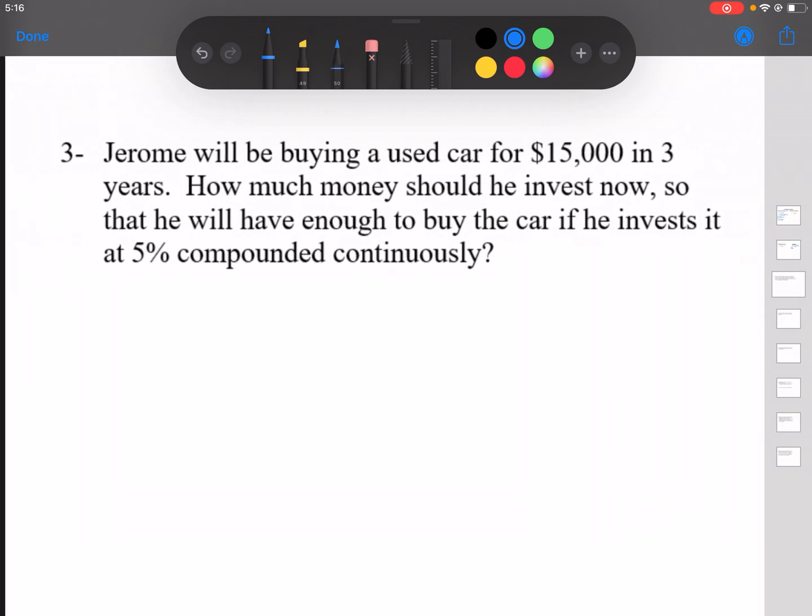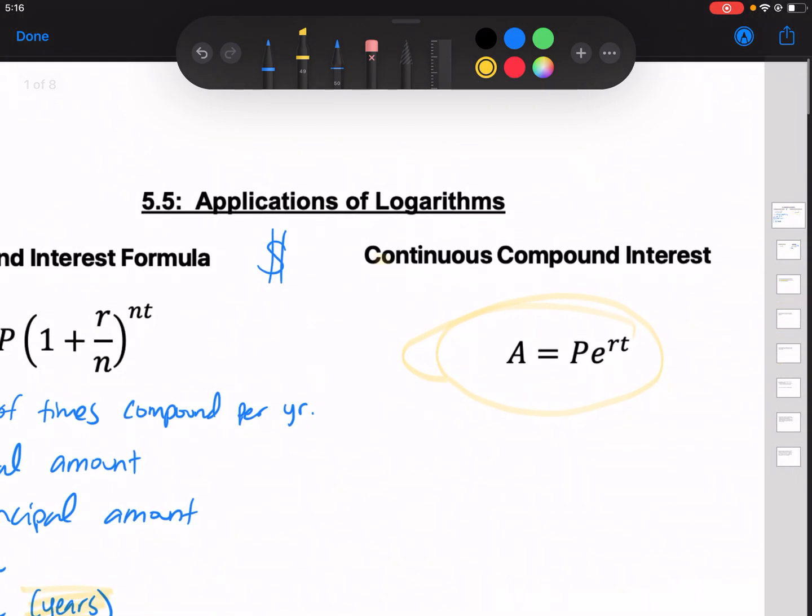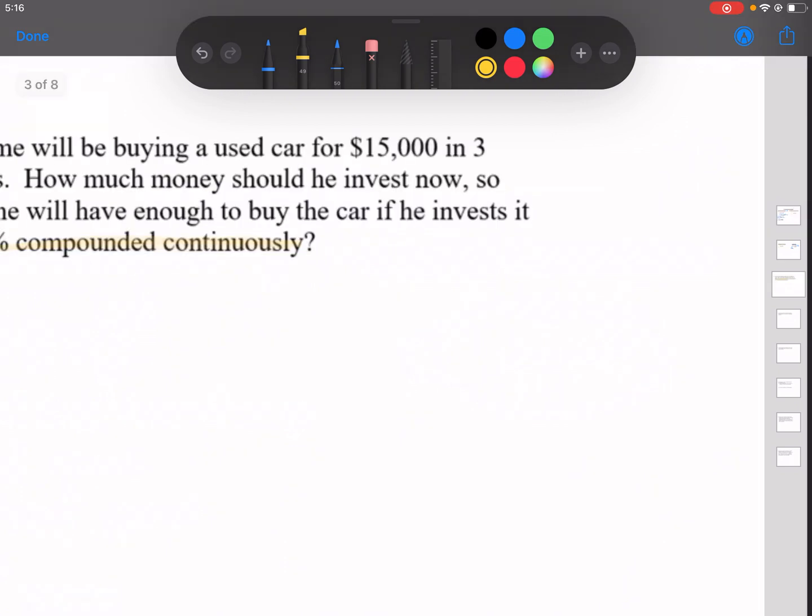So for this one, Jerome will be buying a used car for $15,000 in 3 years. How much money should he invest now so that he will have enough to buy the car if he invests it at 5% compounded continuously? Okay, so that's really important. It's compounded continuously, meaning we're going to use this formula, the PERT formula as I like to call it.